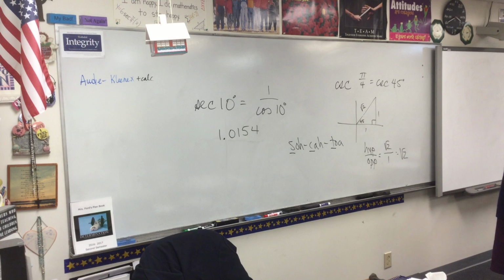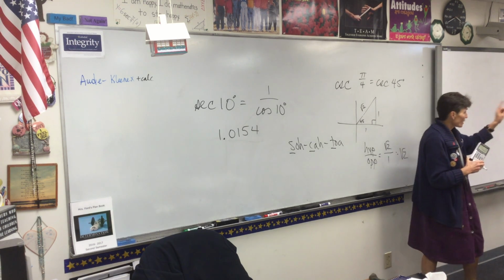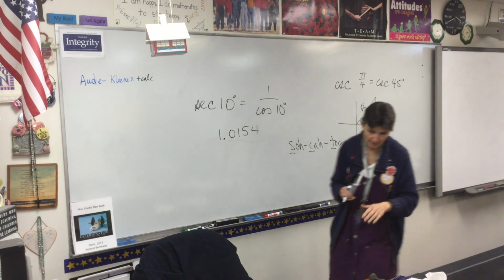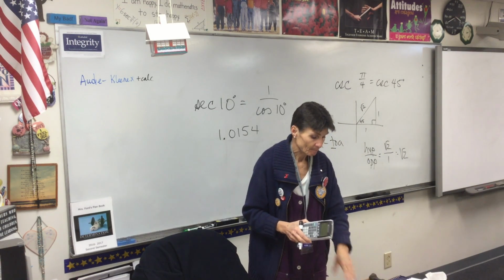Some of you are seeing a cosine with a little -1. That's a whole different thing. Mrs. Ford is not leading you astray. The only way to type a secant in on your calculator is 1 divided by cosine. Okay? Next problem that we're doing is C.